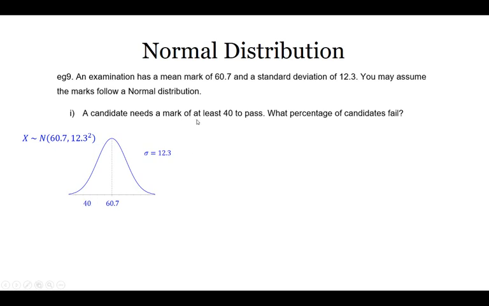Now we know 40 or higher will mean a pass, and we're interested in how many fail. So we're looking at the proportion that get less than 40, i.e. the probability of being less than 40. So I want the probability of x being less than 40. I need to convert that to my standard normal, z, by taking away 60.7 and dividing by 12.3.